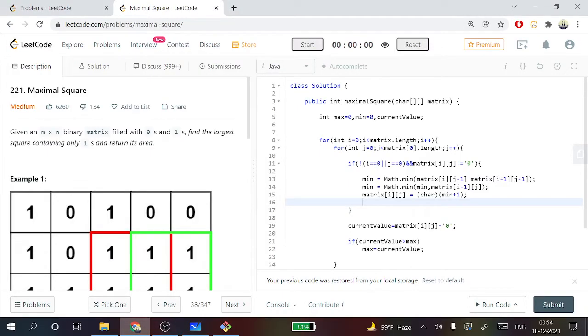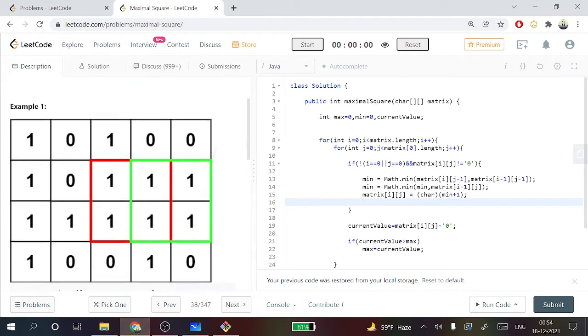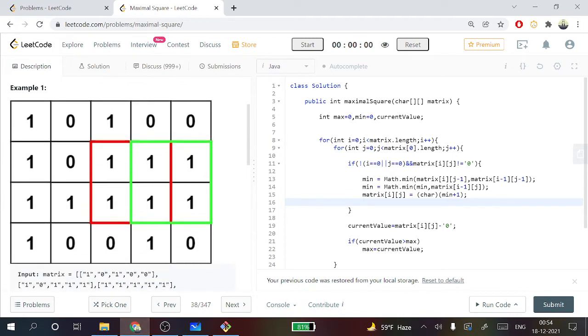LeetCode 221, Maximal Square. Given an m cross n binary matrix filled with zeros and ones, find the largest square containing only ones and return its area. So in this example, we are given a matrix.